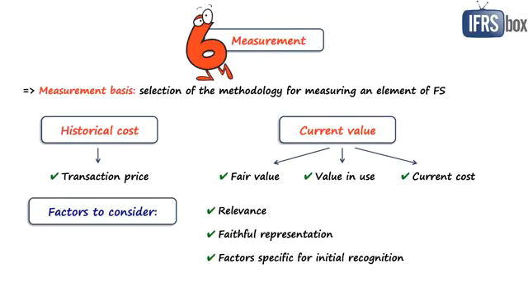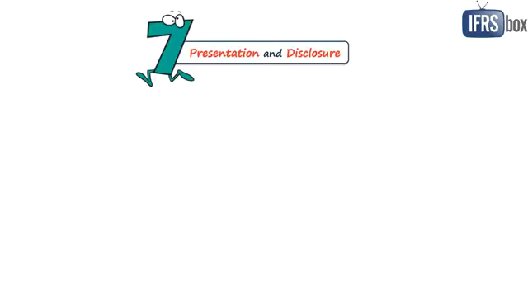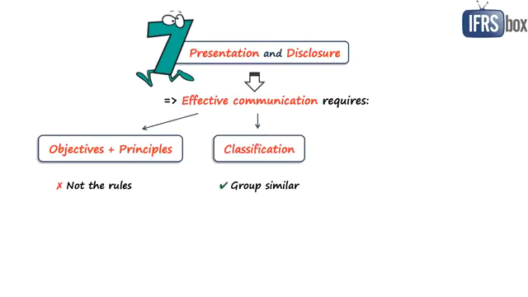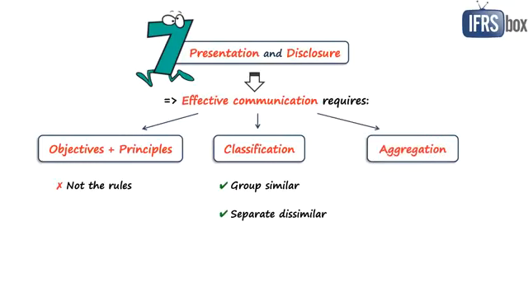Chapter 7 is about the presentation and disclosure. So presentation and disclosure are communication tools, and in order to make the communication effective, it requires focusing on presentation and disclosure objectives and principles, not the rules, and then classifying the information so that similar items are grouped and dissimilar ones are separated. And here the framework speaks about offsetting, classification of equity, income and expenses, and other items. And finally, aggregating information, but need to prevent too many unnecessary details, and also the opposite extreme, over-aggregation. And then all these concepts are discussed in detail.